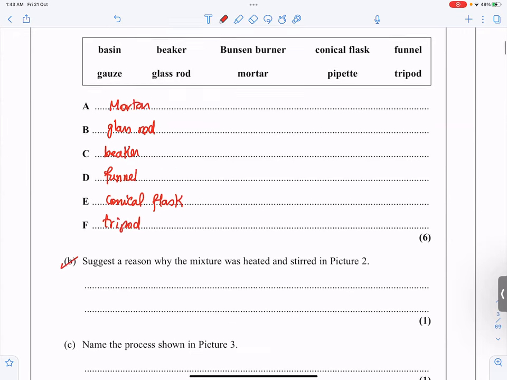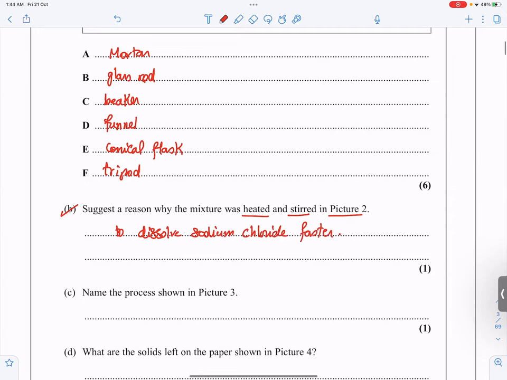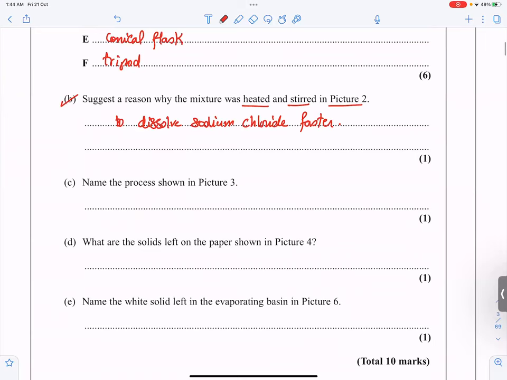Question B: suggest the reason why the mixture was heated and stirred in picture number two. The heating and stirring is to dissolve the sodium chloride faster, or more quickly. Question C: name the process shown in picture number three. Picture number three is filtration.